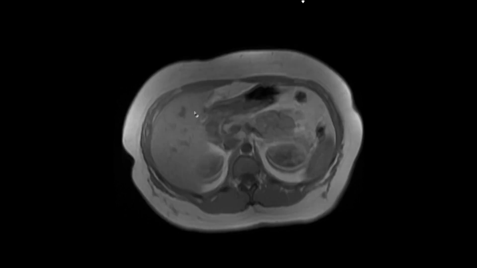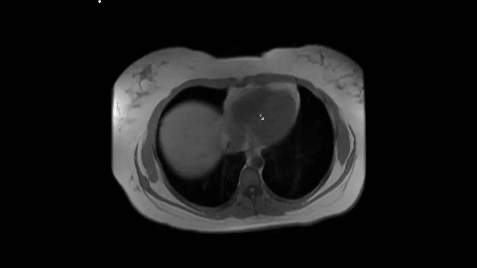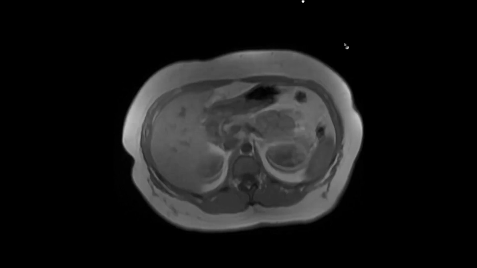This one is relatively T1 isointense. This is the one with that central scar. And none of them had fat. None of them looked darker on the out-of-phase images that we just looked at.